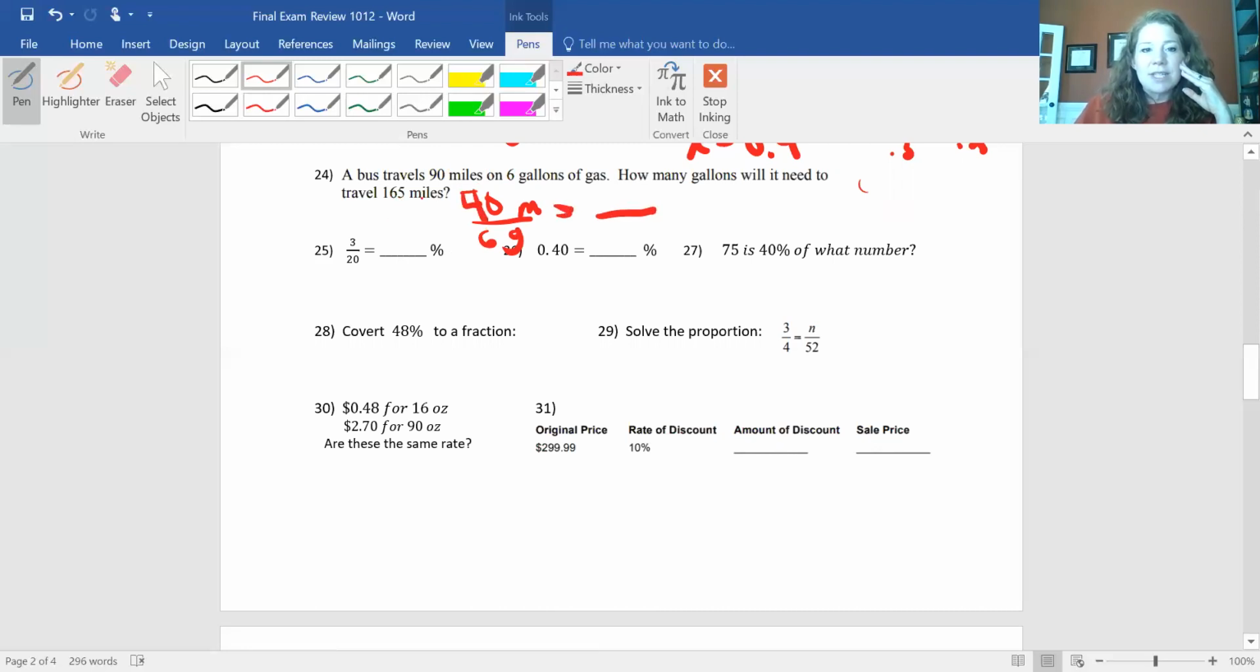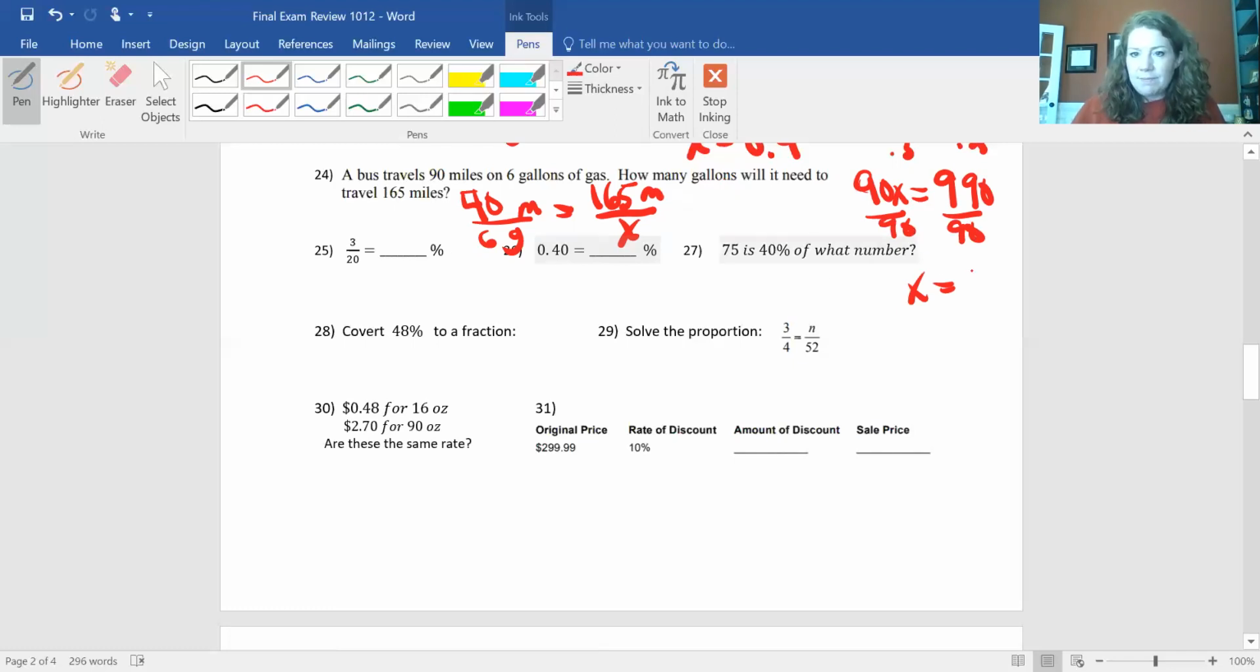So I want to know 165 miles. Well, miles is on the top of the first one, so I've got to put miles on the top of the second one. And I don't know gallons. That's my question. So I'm going to cross multiply. 90 times x is 90x, obviously. 90x is equal to 165 times 6, which is 990. I'm going to divide both sides by 90. So x is equal to 11. So how many gallons will it need? The answer is 11 gallons.